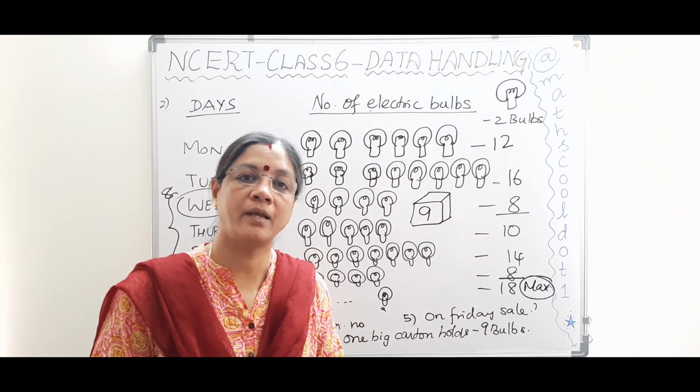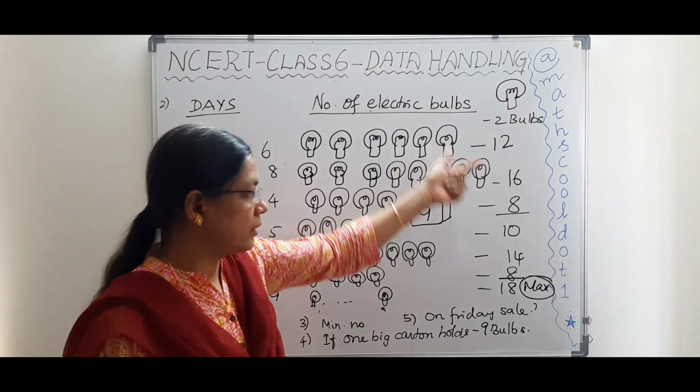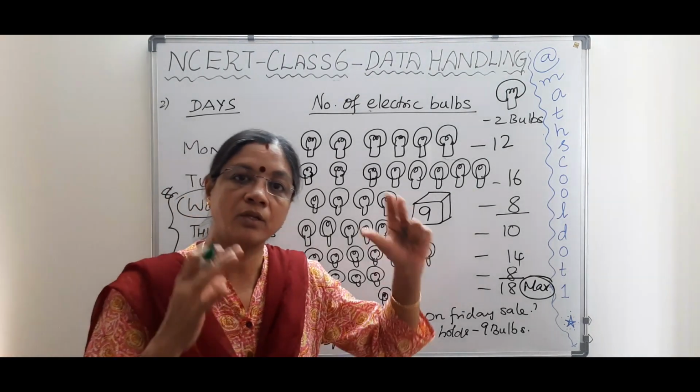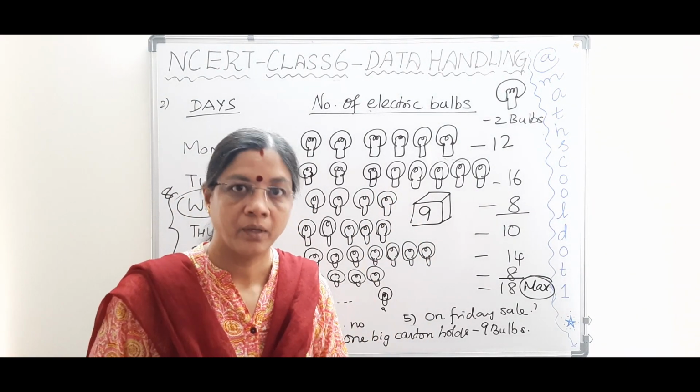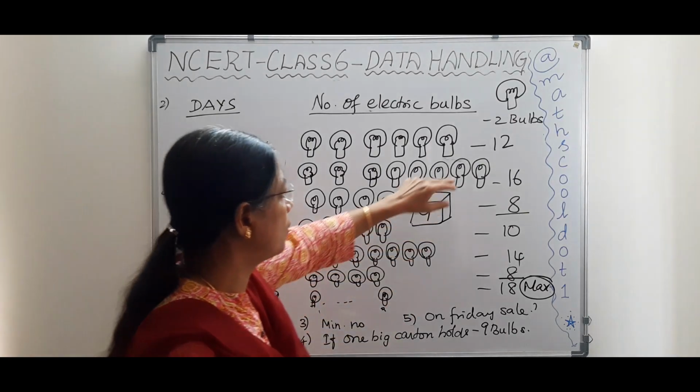Then how many cartons are required to hold all the bulbs which are sold on that particular week? Okay, so for that, we need to find the total number of electrical bulbs that are being sold on that particular week. So how much will it be?